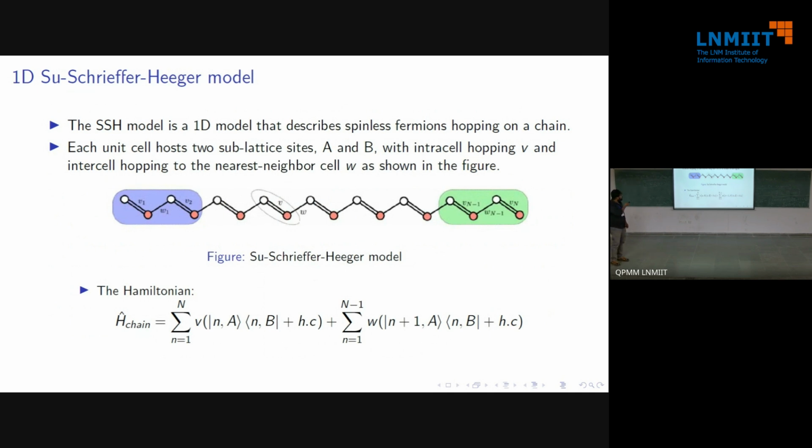In the SSH model, it is a one-dimensional lattice structure which has two atoms in its unit cell, indicated by this red and white.